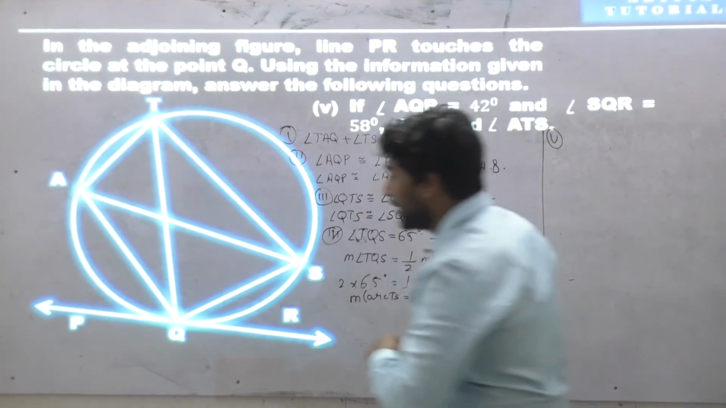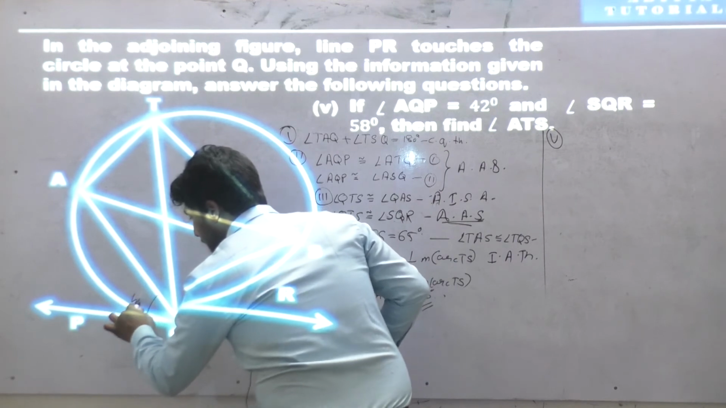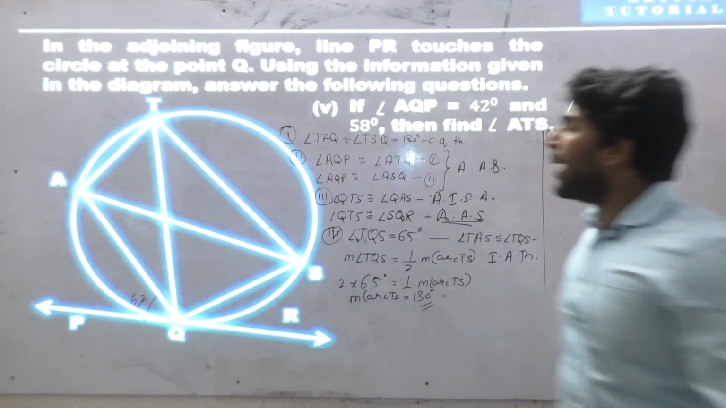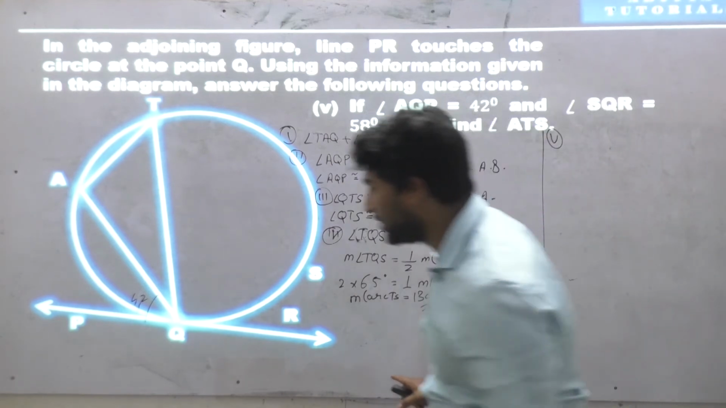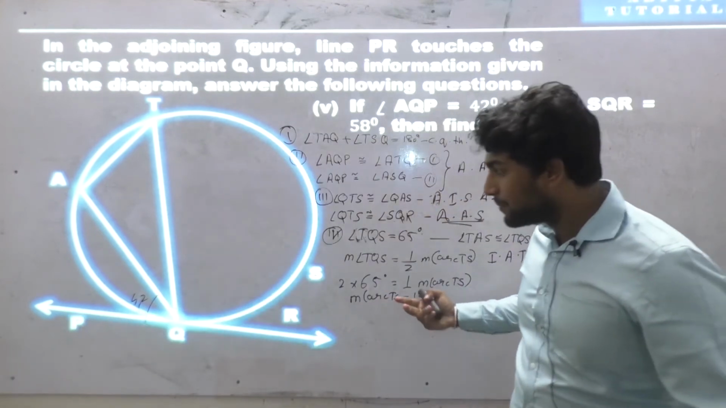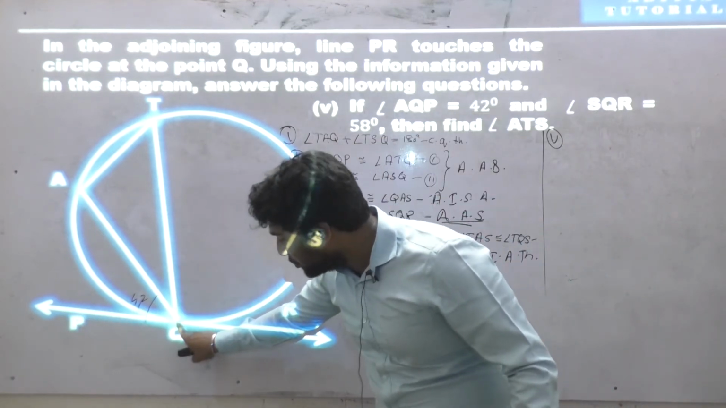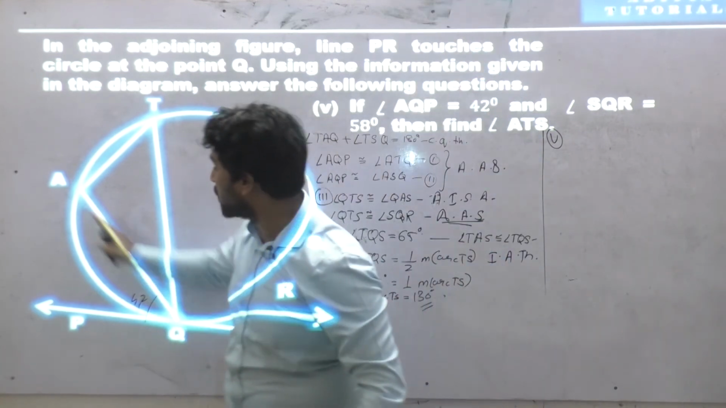पहले AQP दिया हुआ है ना, कितना दिया हुआ है मैं देखता हूँ. 42 degree. ओके ठीक है. चलो. अब angle AQP. ओके. क्या दिख रहा है मुझे? ध्यान दो. This PR is a tangent at point Q, and from that point of contact, a chord is drawn.